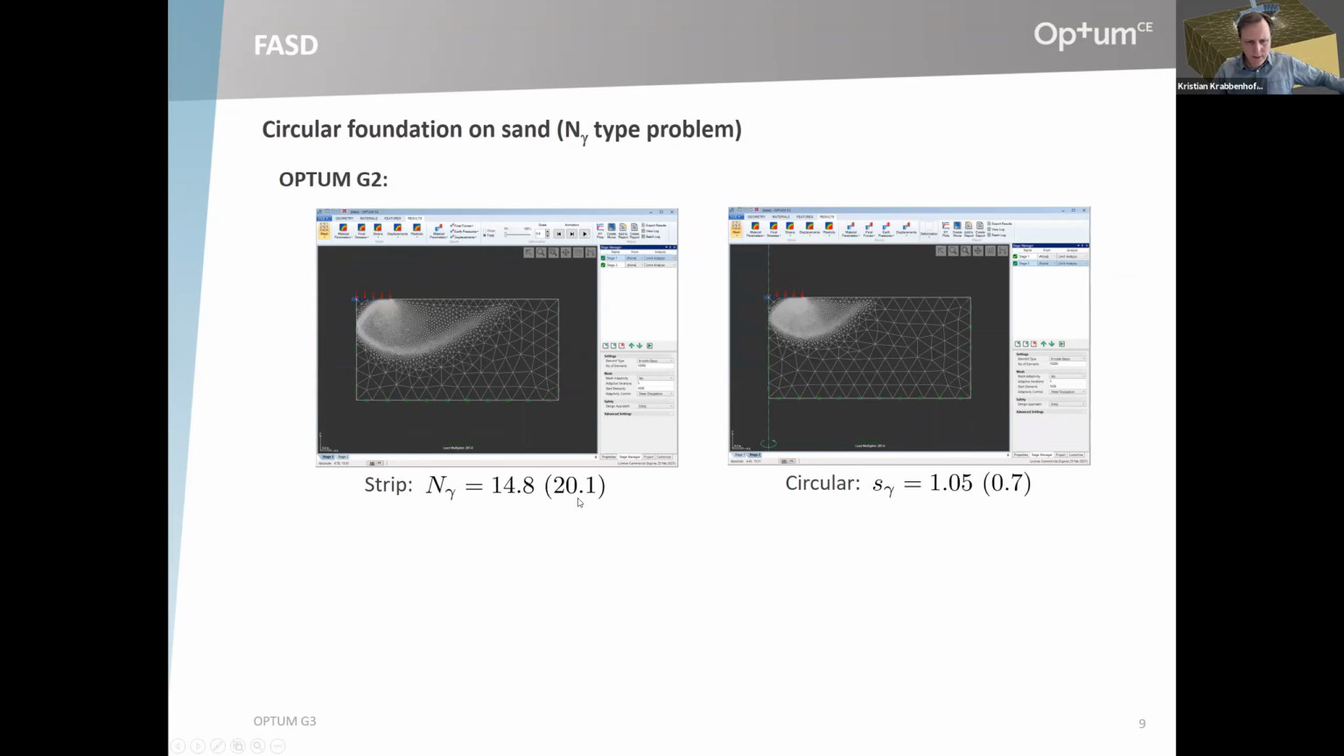And if you do that, you've determined the bearing pressure, of course, but you can then convert that into, you start with a strip and then first see what is your equivalent N gamma. And that equivalent N gamma is quite different from the one you have in Eurocode. It's quite a bit lower. And then you could look at a circular foundation, compare circular to strip, and then kind of derive an equivalent S gamma, which would then be 1.05 instead of the 0.7 of Eurocode.